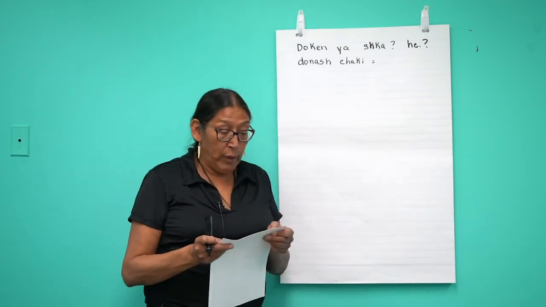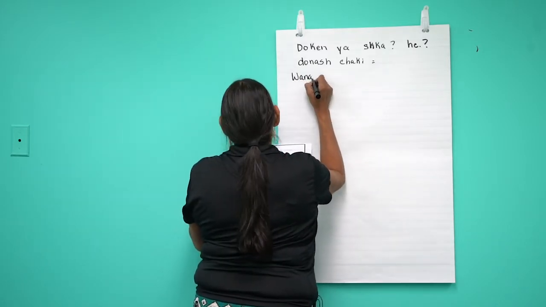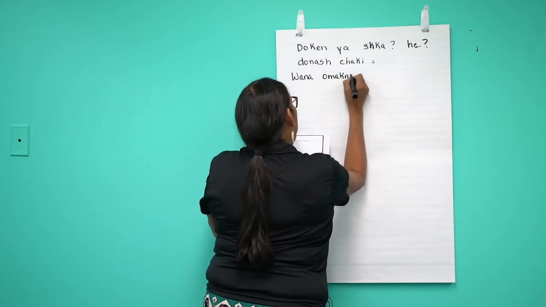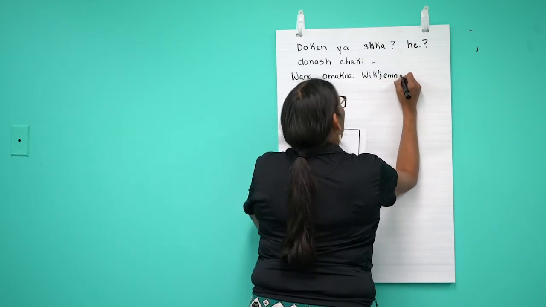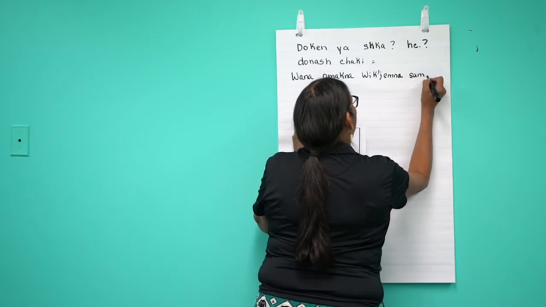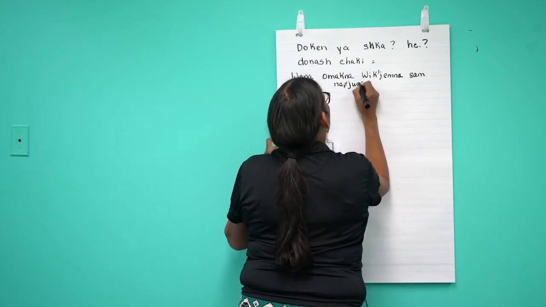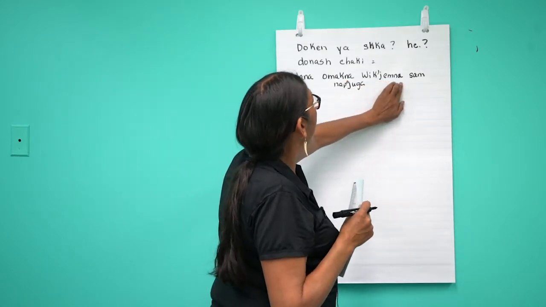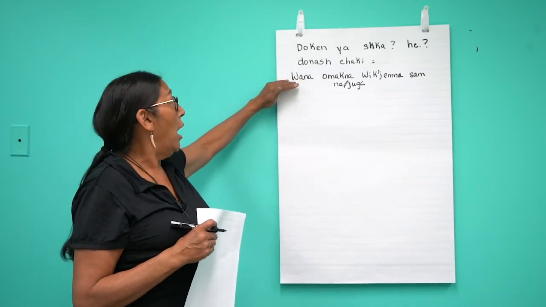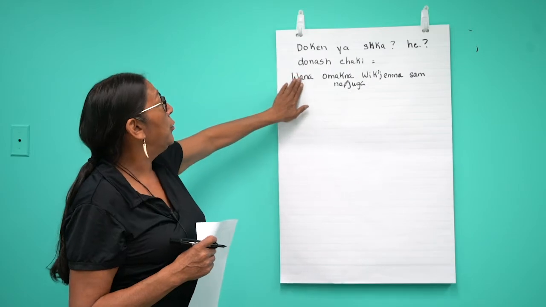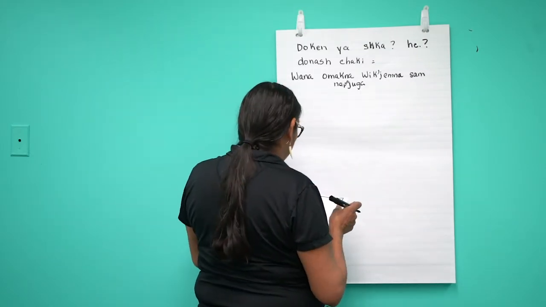Wana omakna wikjemna numba sam napjua. I am 29 years old. Wana, right now. Omakna, the year. Wikjemna, she is. Wikjemna sam. Now, years, 10 past 9. She is 29 years old is what it translates to. And like I told you at the beginning, that's how our Nakoda sentence structure is set up. That's why your nouns are in the front. Wana omakna wikjemna sam nupcha. I am 29 years old.